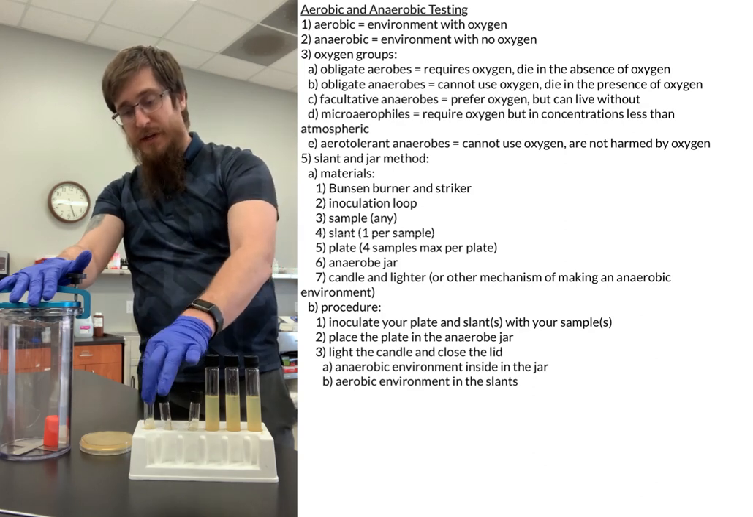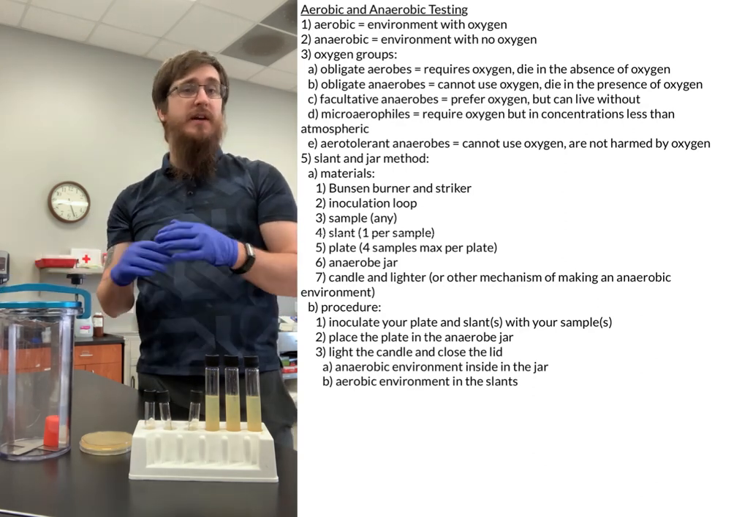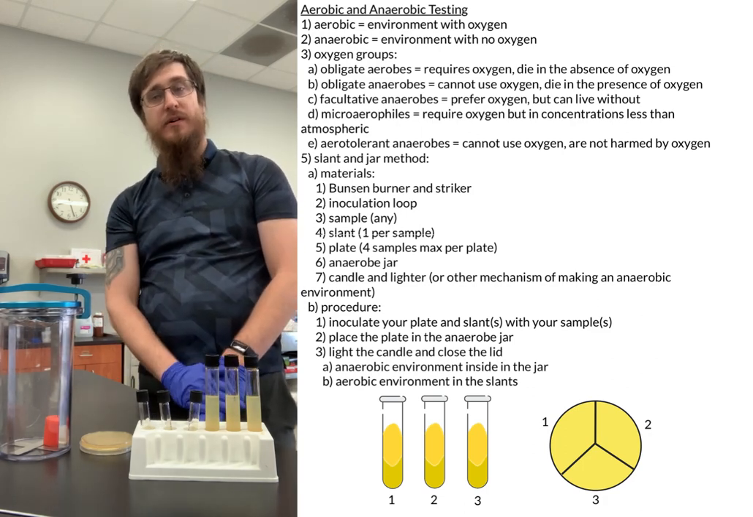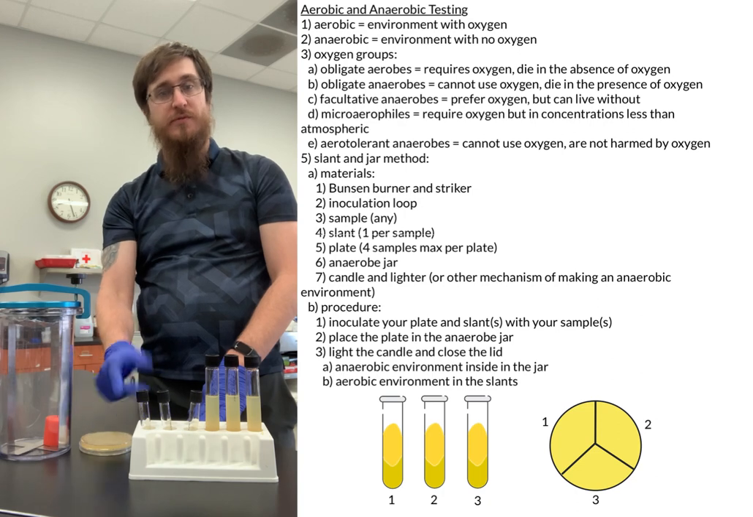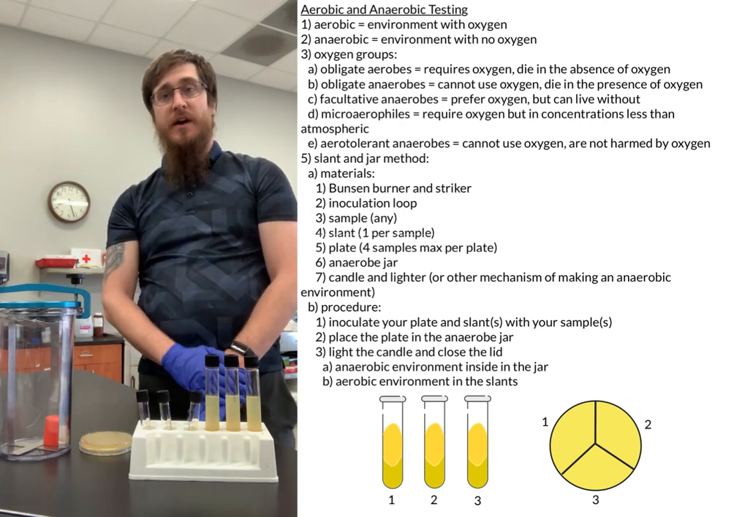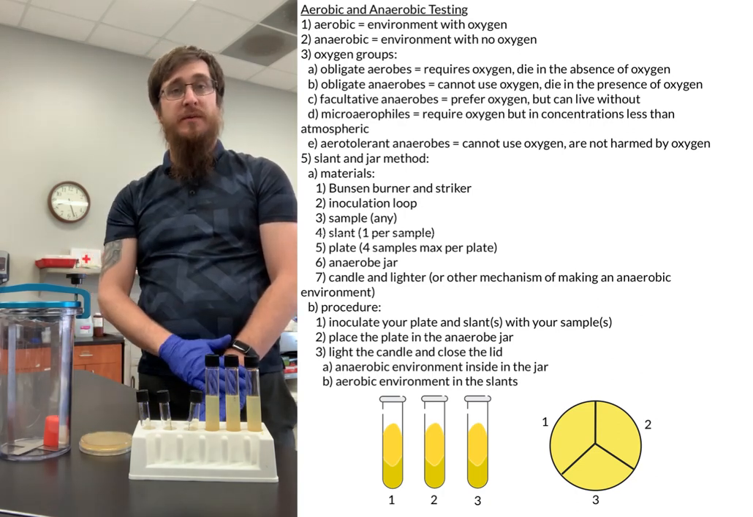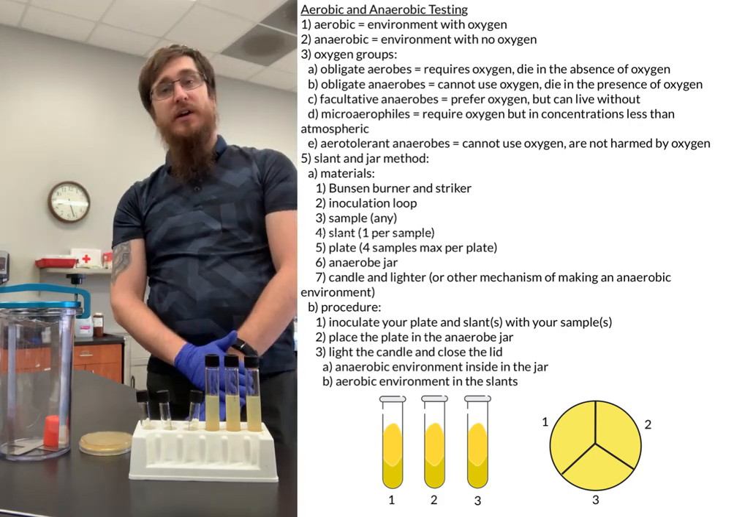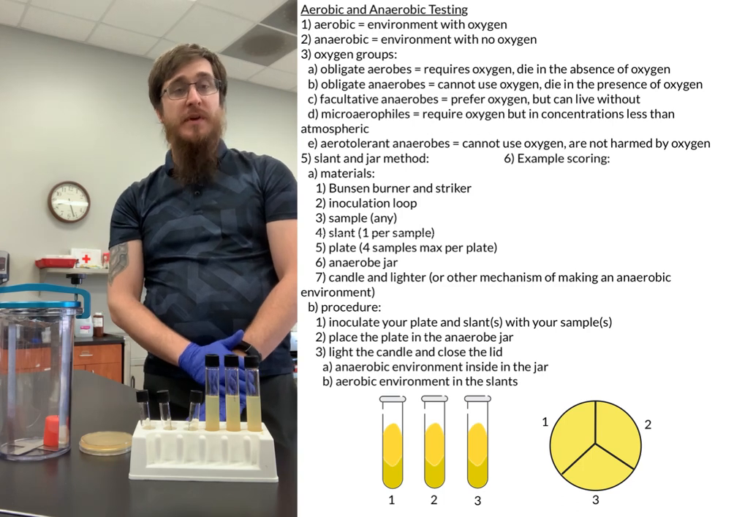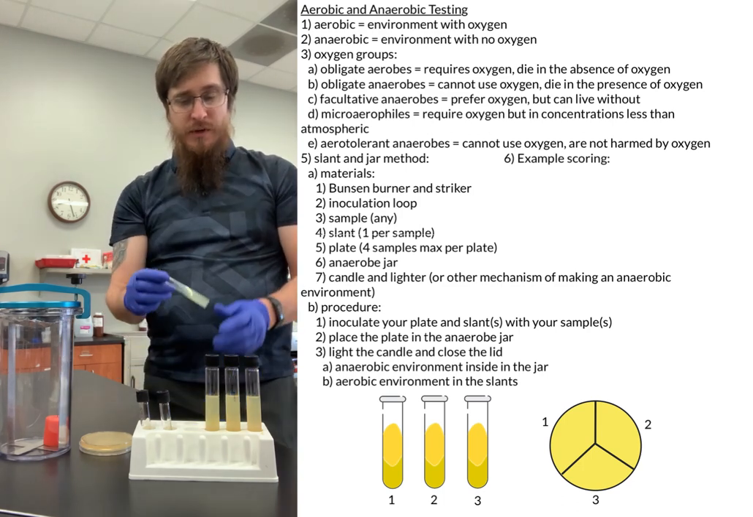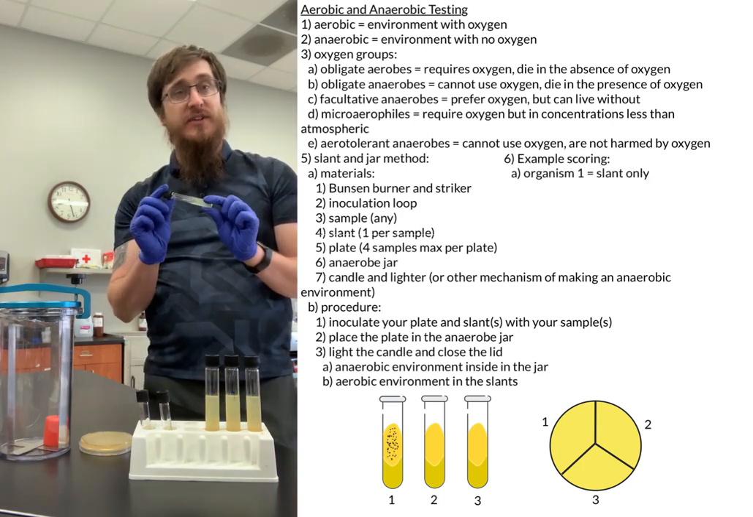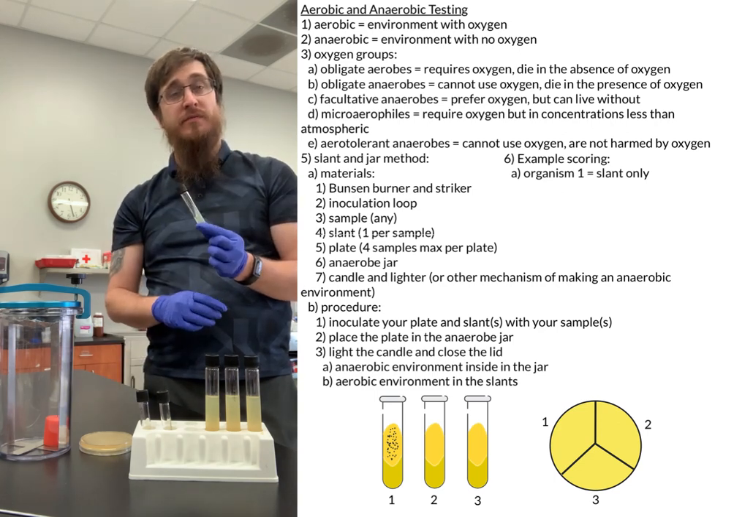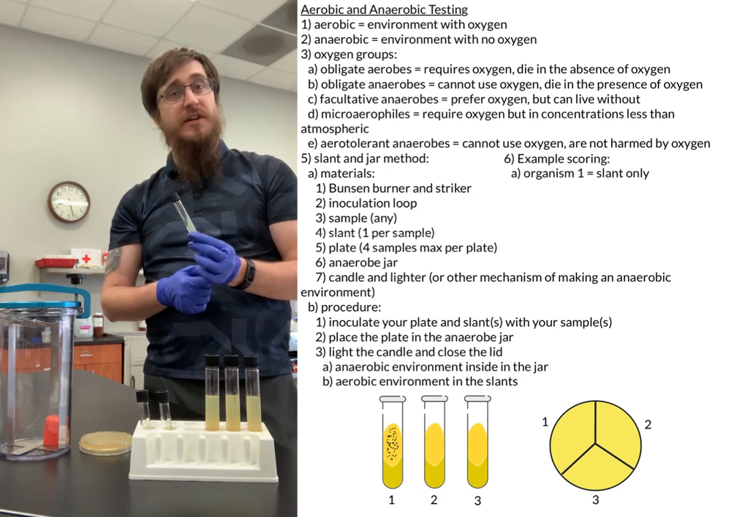What we end up looking at here is, let's say that I have 3 organisms that I want to test. So I put organisms 1, 2, and 3 on my slants, and I put organisms 1, 2, and 3 on my plate. And after my incubation period, my 48 hours, a week or so, depending on how we're doing it, I come back and I'm trying to score them. Let's say that organism number 1 only grew on my slant, but not on my plate. That meant that it could only grow in an aerobic environment, and because of that, it has to be an obligate aerobe.